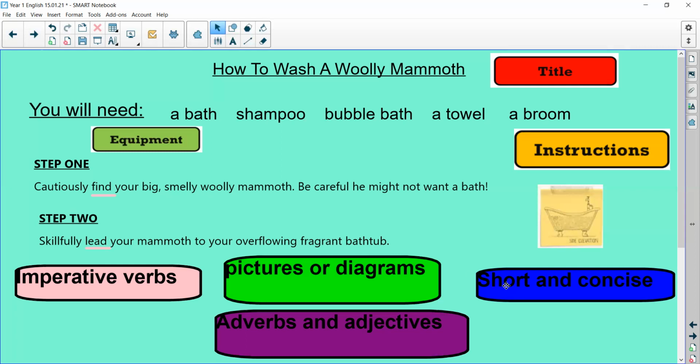So my instructions are short and concise. I've used some adverbs and adjectives. I've definitely had to use imperative verbs. And I have a diagram here. My instructions are written, one instruction on each line. I've given the reader some equipment that they'll need to gather, and a title telling my reader what they're going to be following and doing today.